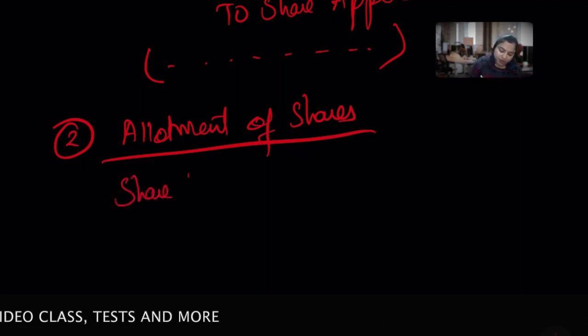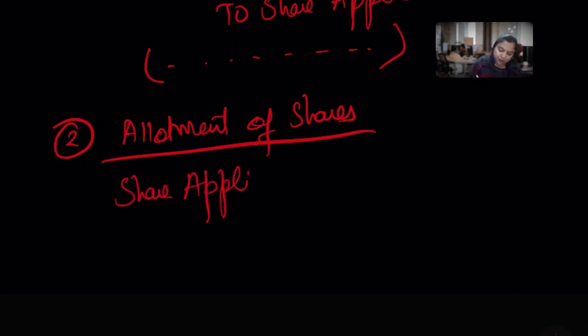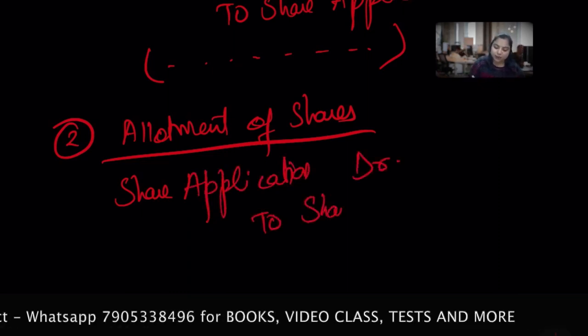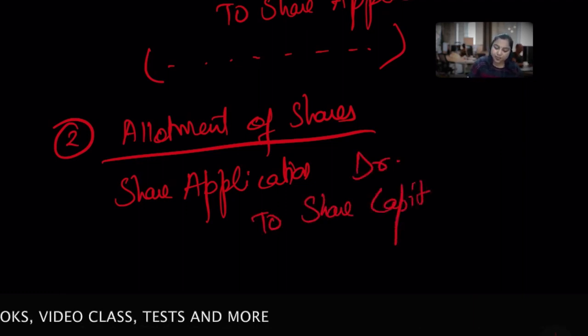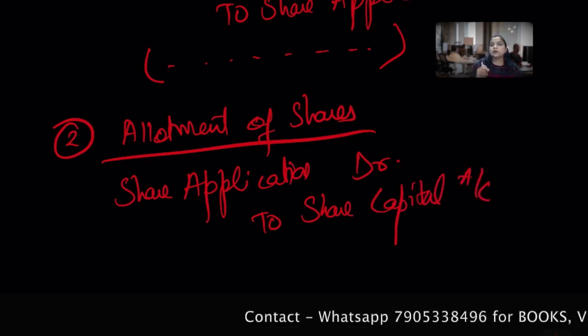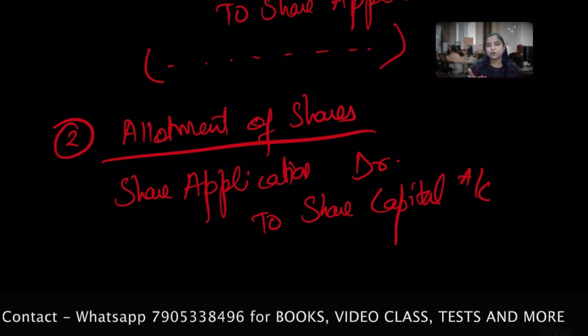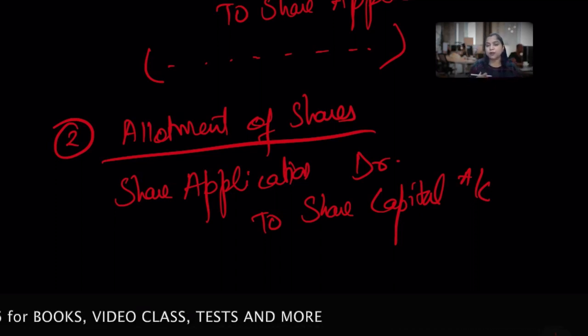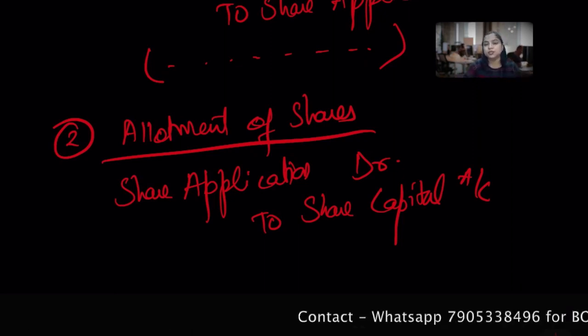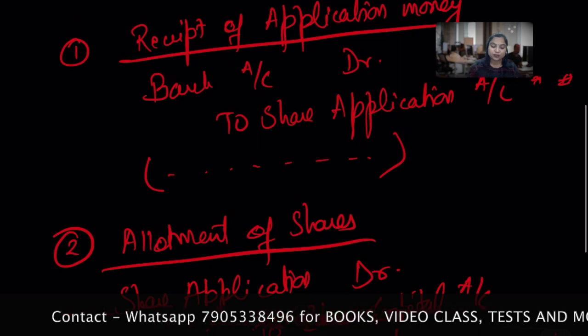So share application account debit, because I received your application, your money against the application. Now I do the debit, share application to share capital, because you contributed into my company, so now it becomes the capital. Hope you're getting it. With the money we received from you as a shareholder, on the number of shares I allotted to you, we can now call it an application money which is transferred to the share capital account. I hope these two entries are clear.